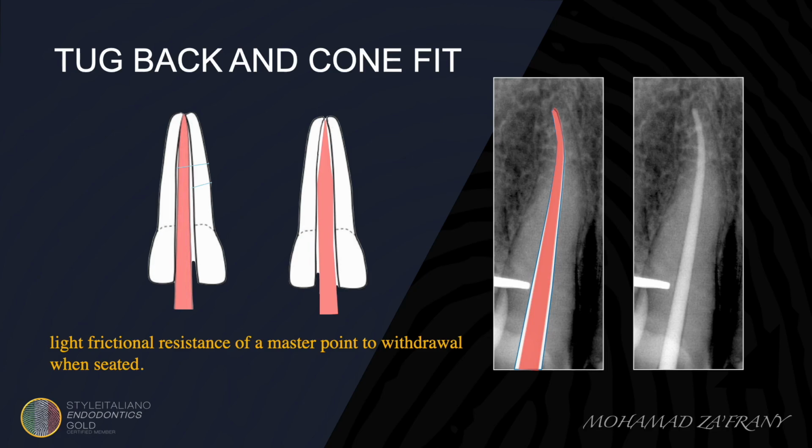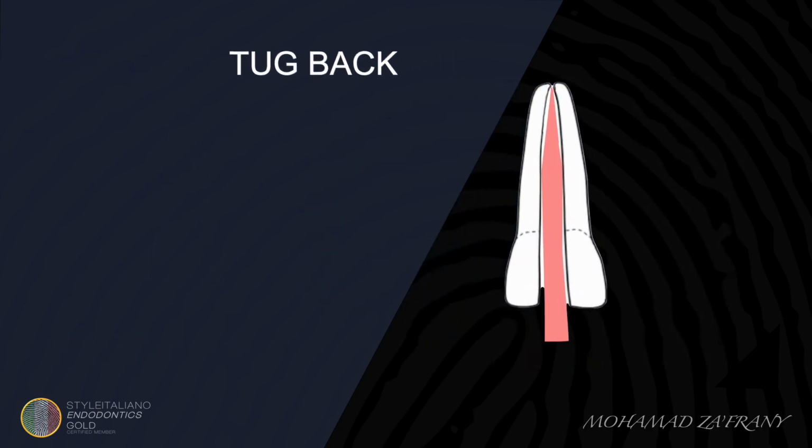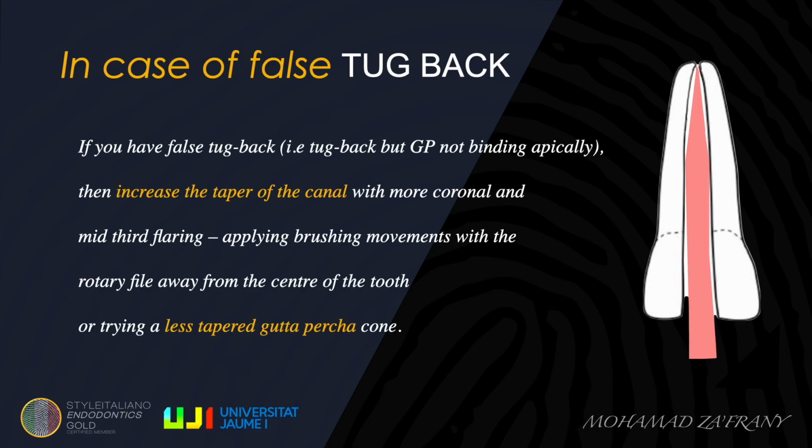However, in false tug back, the cone is fitted more in the middle or the coronal portion of the canal. So after cutting the coronal and middle portion, no tug back. So there is a high possibility of pushing the master cone beyond the apex and also leakage around the master cone at the apical third. In case of false tug back, you might need to try a less tapered master cone of the same apical diameter or simply increase the mid-root preparation diameter.